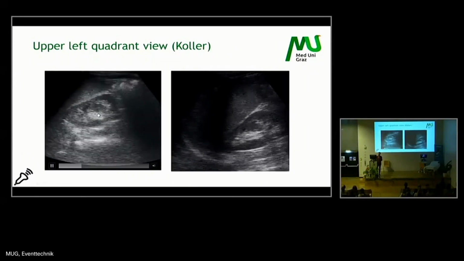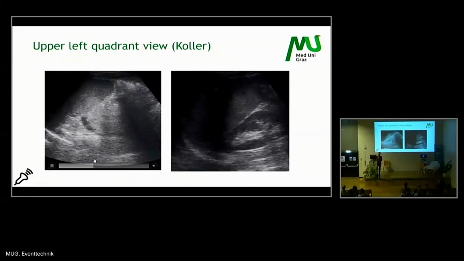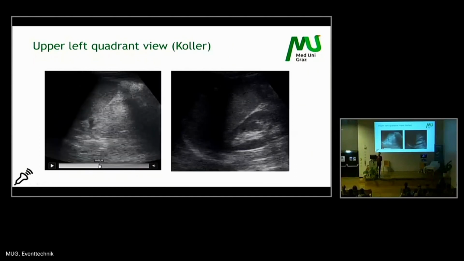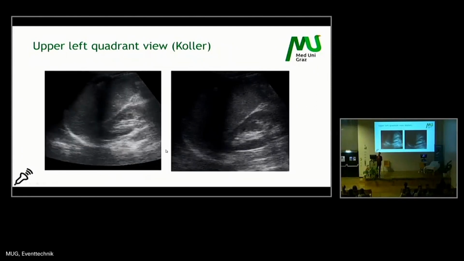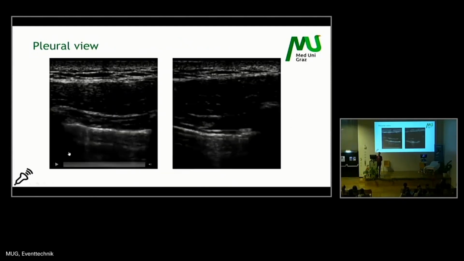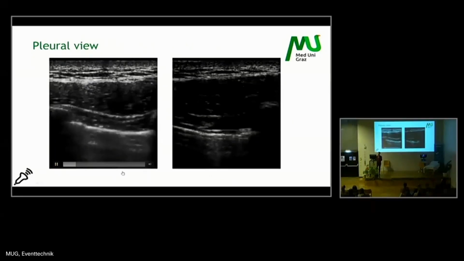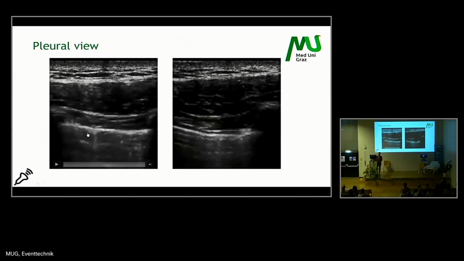We see the spleen, homogeneous in its parenchyma. We see the kidney with the classical appearance of the kidney bump and some fatty tissue inside of the pouch. No signs of free fluid. Pelvic view, I don't have a video of that, but you have to believe me, there was no free fluid. And then a pleural view with the classical lung sliding, moving of the pleura.